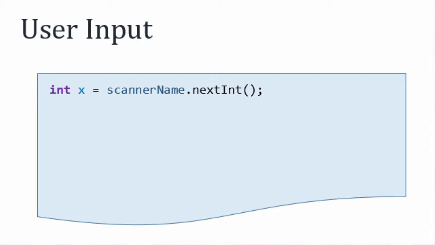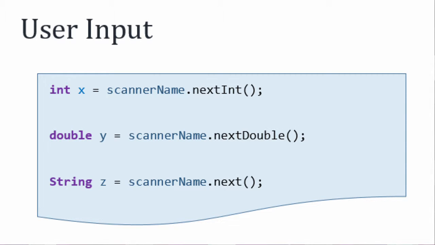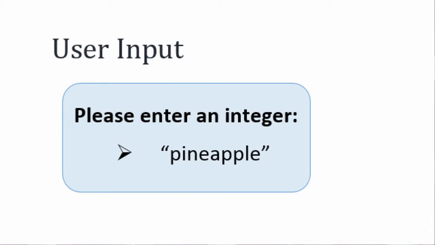Here are some examples. This will get an integer from the user. This will get a double, and that will get a string. We need to be careful with scanners. If we ask the user for one type and they give us another, it will create an error and will probably crash your program. For example, that would happen if we ask the user for an integer and they gave us a string. In a later lesson, we'll learn how to prevent the crash.